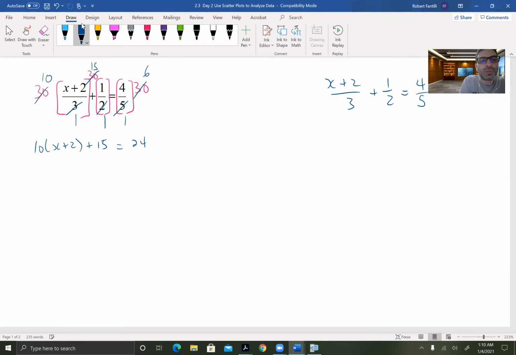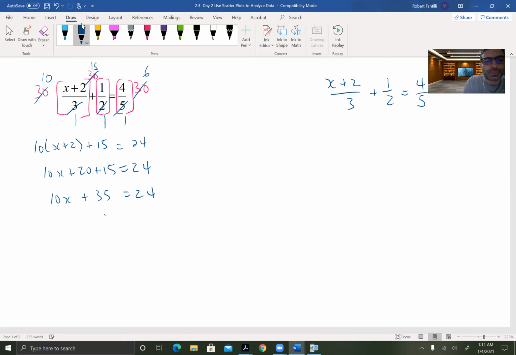Then the distributive property gets me 10x plus 20 plus 15 equal 24. Again, sorry, it's a little bit of chicken scratch. I'm writing on the computer screen here. So if I simplify the left side, I get 10x plus 35 equal 24. And then I'm going to bring the 35 over, switch teams, change jerseys. Remember that? So this is 10x.